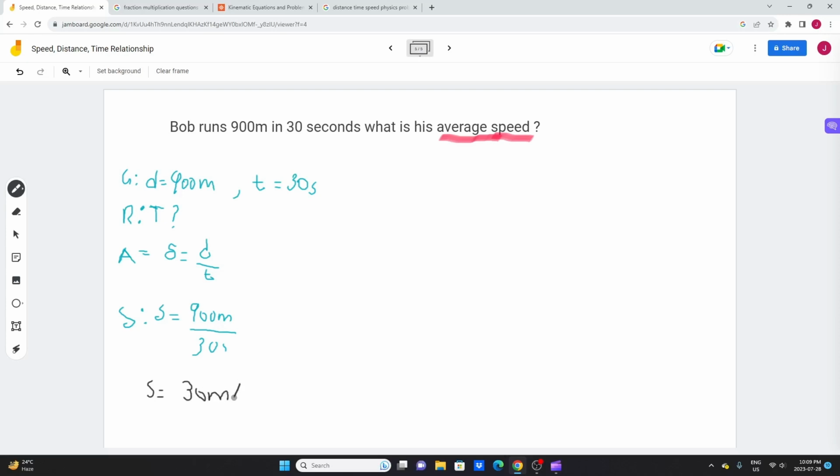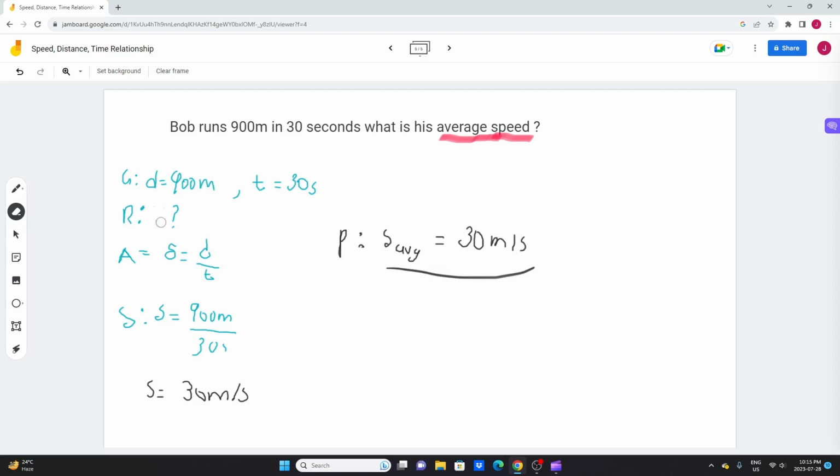And you can write a final solution as a word sentence. Our average speed is equal to 30 meters per second. All right, so this is how you calculate average speed. Our required is not for time, but it's actually for speed. That's my fault, guys. Our required is speed.